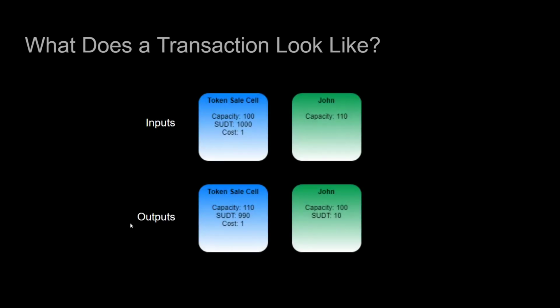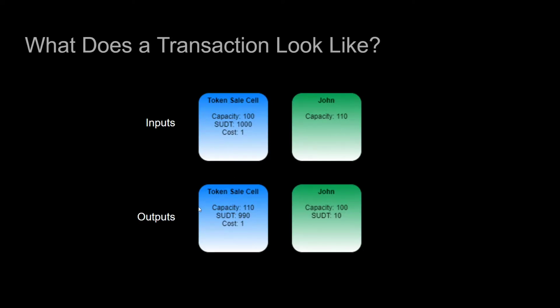What does a transaction look like? This is a pretty basic transaction here where John is going to purchase a small number of tokens from the token sale cell here. Now we want to pay attention closely to the numbers here. John has 110 capacity, which is the same as CK bytes. And the token sale cell has capacity 100, SUDT tokens 1000, and it has a cost of 1, which means 1 CK byte per SUDT token.